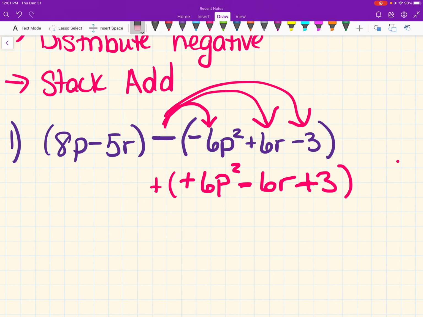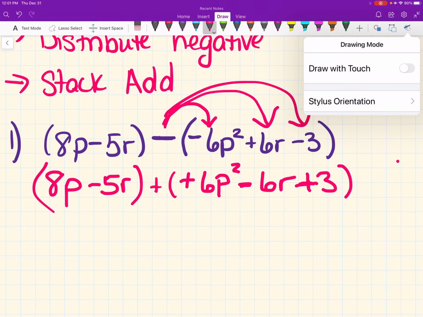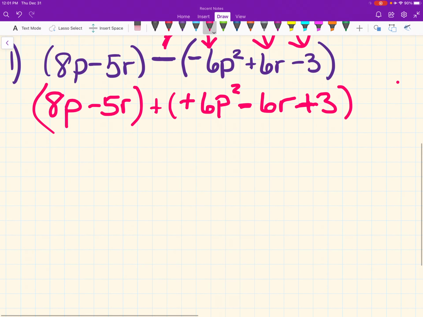Okay. We're going to copy down exactly the first group. We're not changing that yet. Okay, so now we're down to what we were doing last time. Last time what we were doing is we were stacking and adding. And so that's all we're going to do this time. We're going to stack and add again.